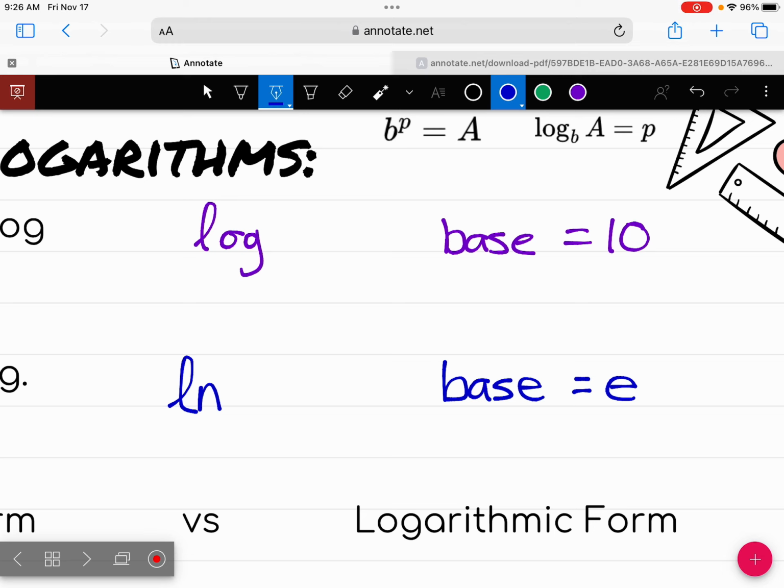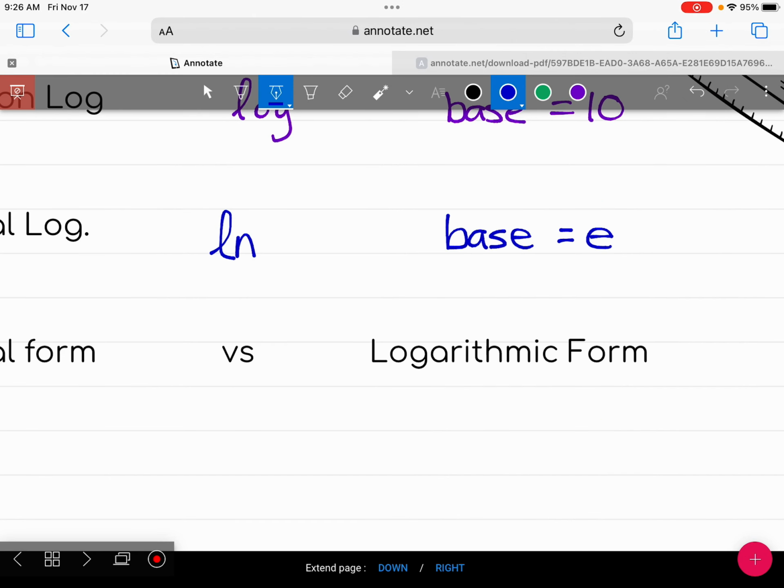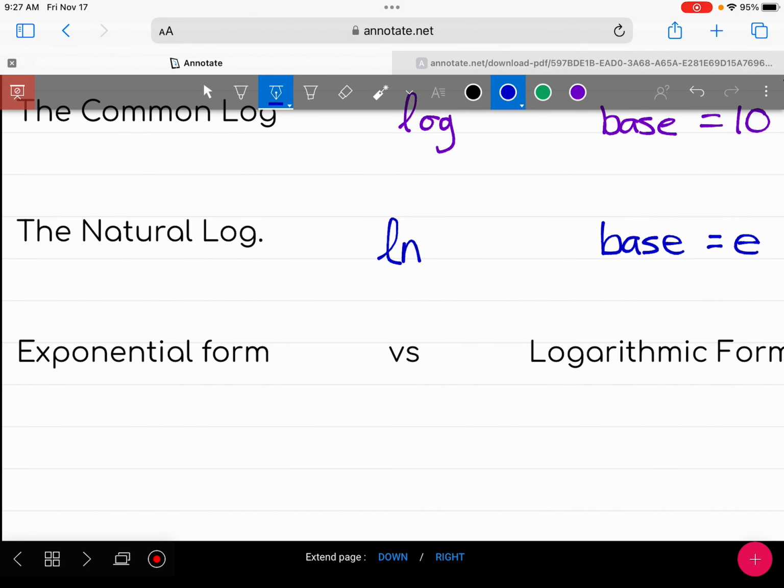So those are the only two logs we can type into the calculator. The only two. We cannot type any other bases into the calculator. Okay? And so we're going to practice in this little space below here, switching some things around from exponential form to log form.